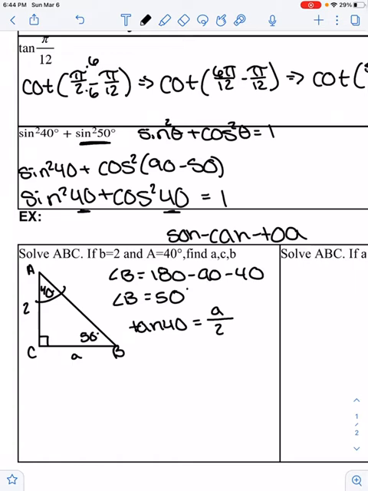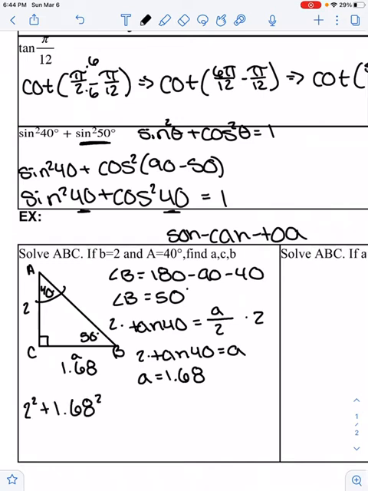So we're going to multiply both sides by 2 and have 2 times tan 40 equals A. You're going to plug this in your calculator and make sure your calculator settings is in degrees. And then from here, we would find that A equals 1.68. Now the last thing we need to find is little c, and with right triangles we can use Pythagorean theorem. So a squared plus b squared equals c squared. And if we simplify this, we would get that c equals 2.61.